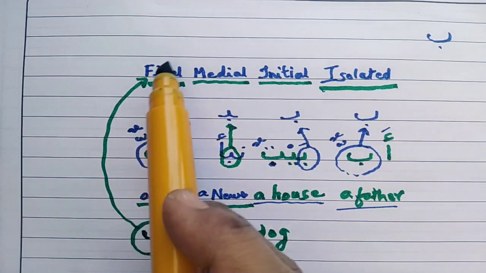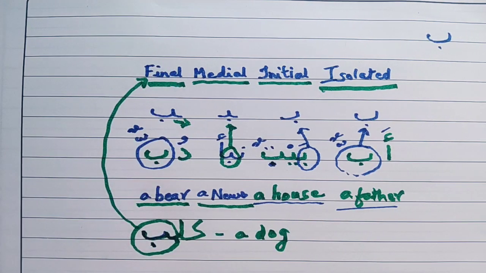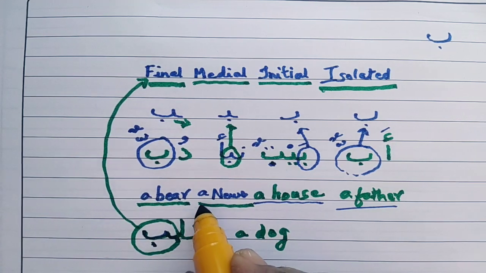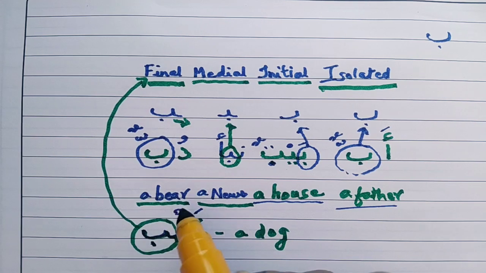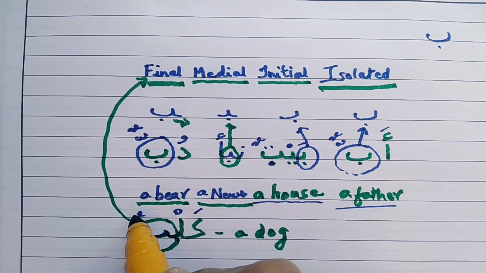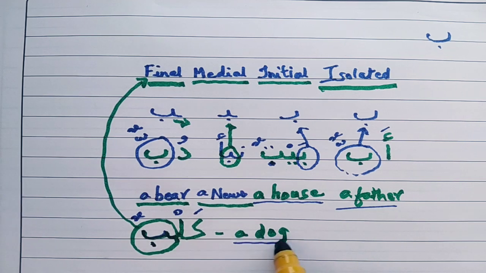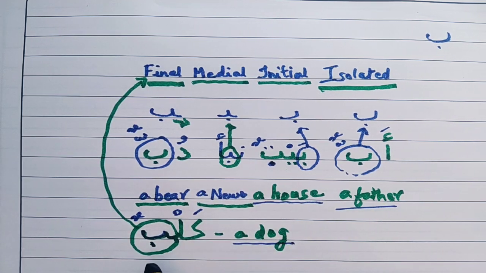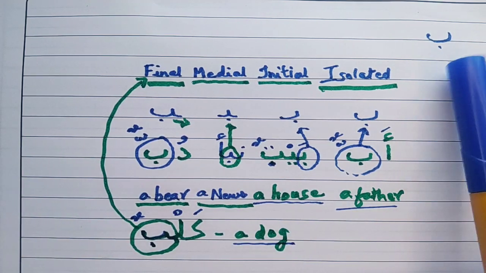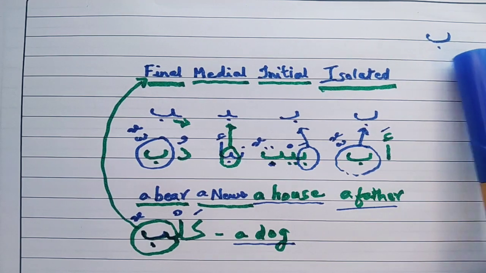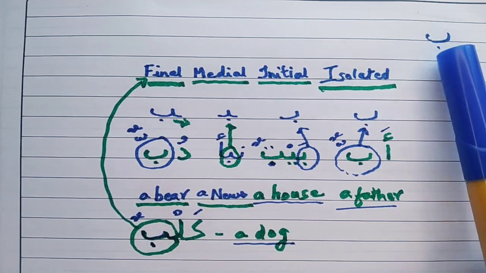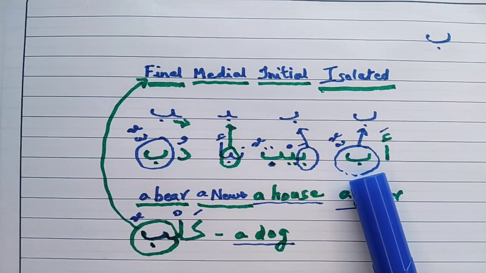And in final form, here I took kalbun. Kalbun means a dog. Fatha, sukoon, and here dhamma tanwin. So it's kalbun, which means a dog, and here it's in a final form, ba. So this is the second letter of the Arabic alphabet, ba, in isolated form.